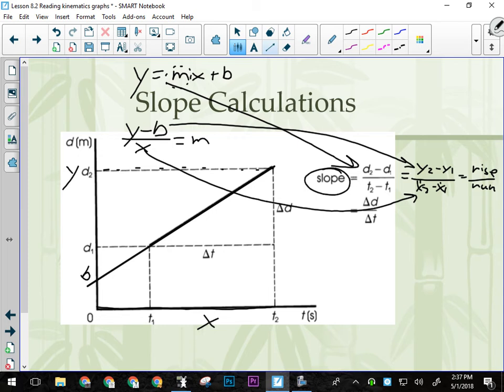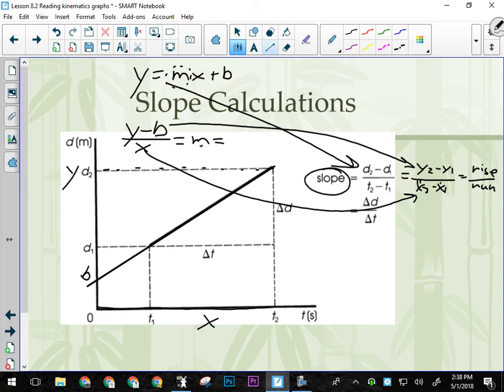Now, on a position versus time graph, what does m represent? What am I calculating when I calculate the slope of a position versus time graph? Velocity. Okay, how'd you figure that out, Luke? You saw it there? Okay, so yeah, you're good. We've been talking about rise over run in terms of velocity.